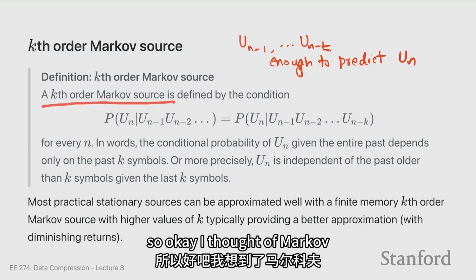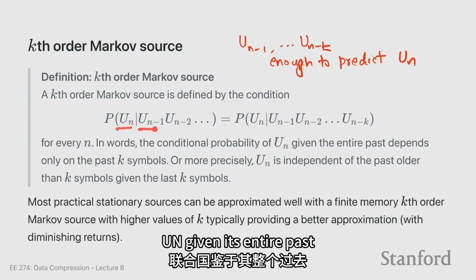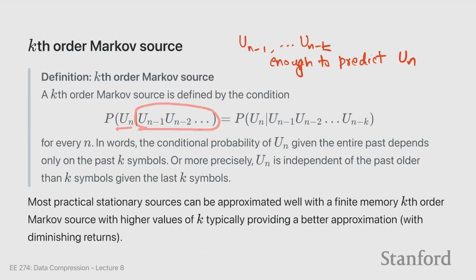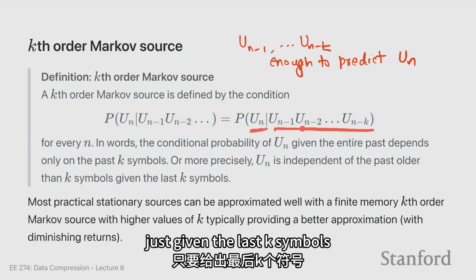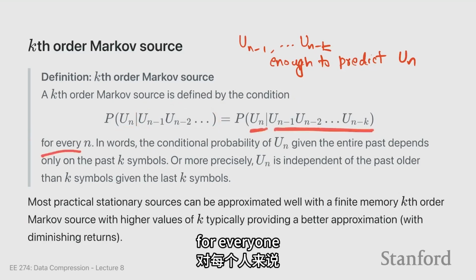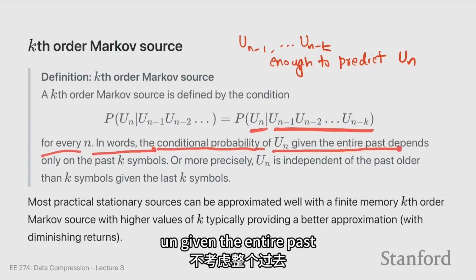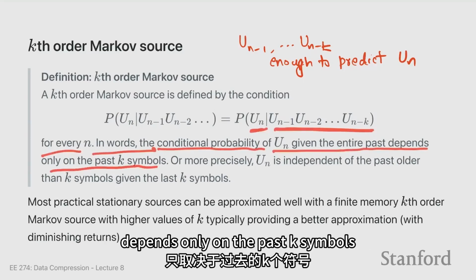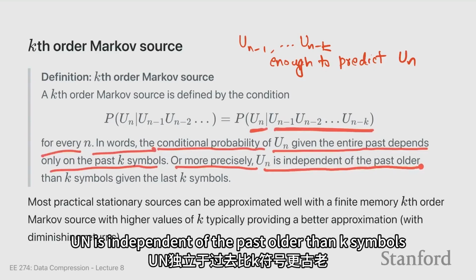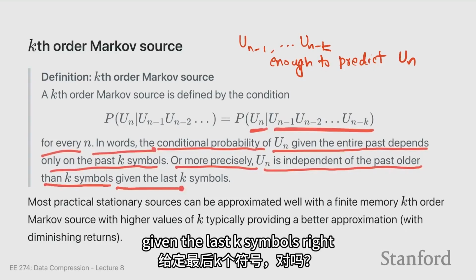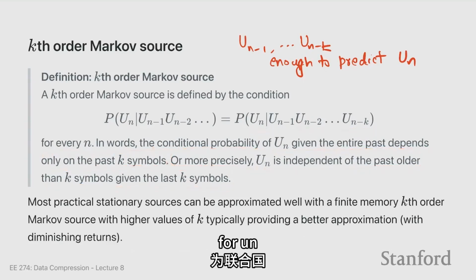So a kth order Markov source is defined by the condition that the probability of u_n given its entire past is the same as the probability of u_n just given the last k symbols, for every n. In words, the conditional probability of u_n given the entire past depends only on the past k symbols, or more precisely, u_n is independent of the past older than k symbols given the last k symbols. So knowing the last k symbols is the best predictor for u_n.